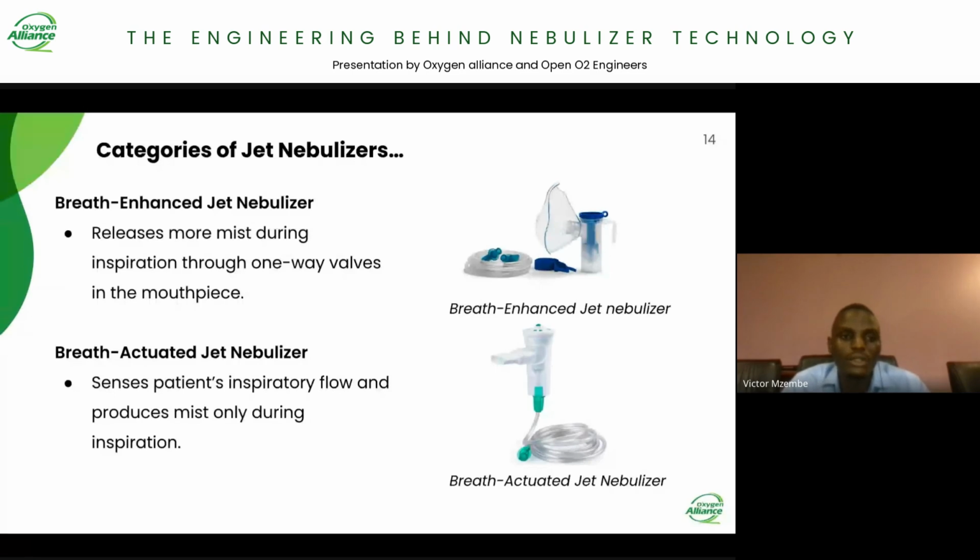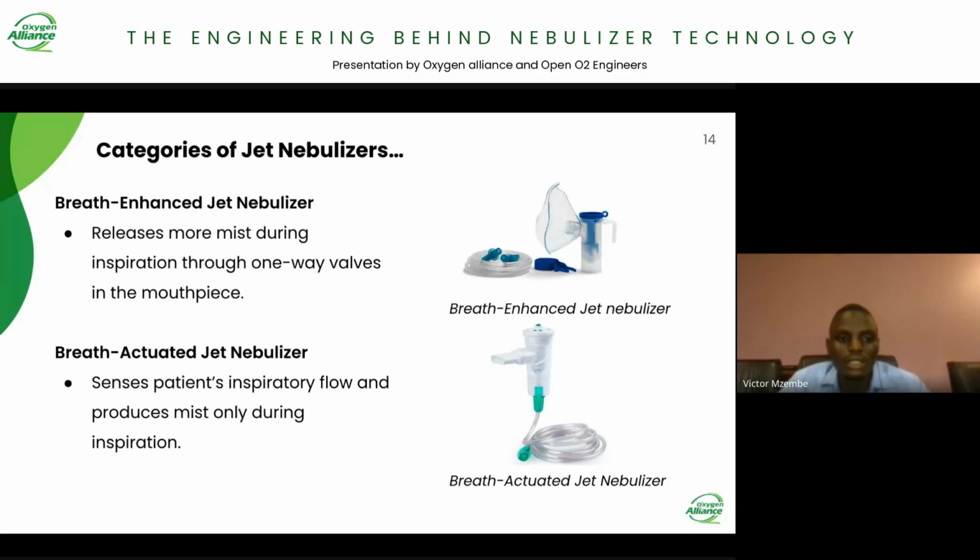The third type is the breath-enhanced jet nebulizer. The breath-enhanced jet nebulizer releases more mist during inspiration, or when the patient is breathing in, through one-way valves in the mouthpiece. So the patient actually can take in more mist, and it can increase mist delivery to the patient. To the right there at the top, we have a breath-enhanced jet nebulizer.